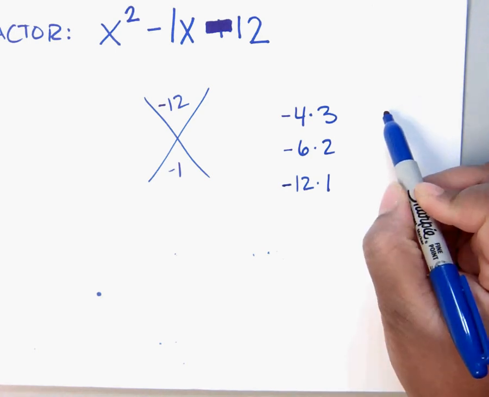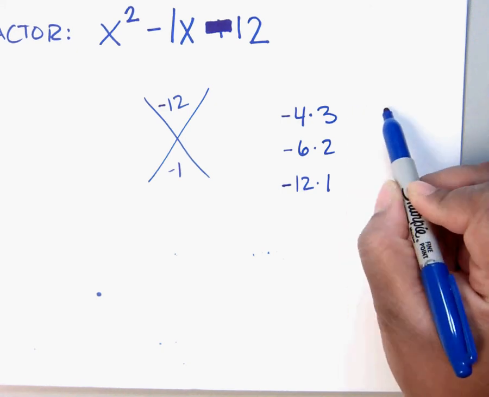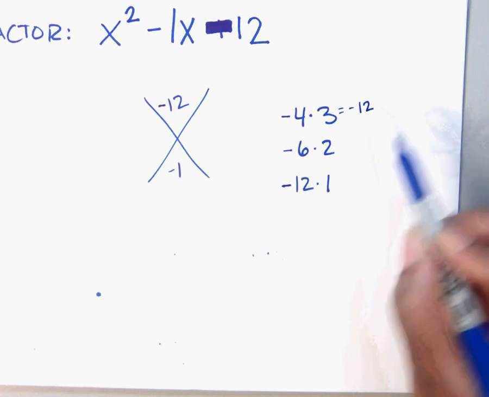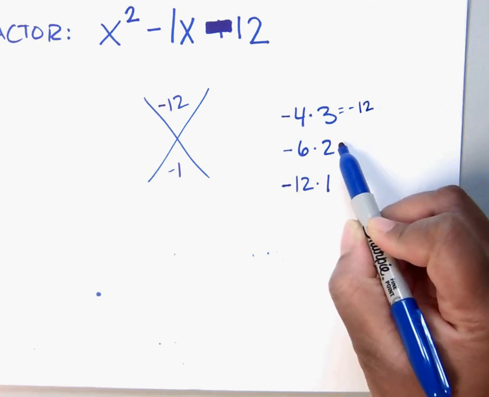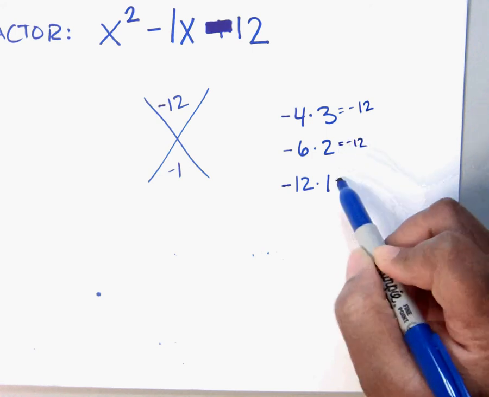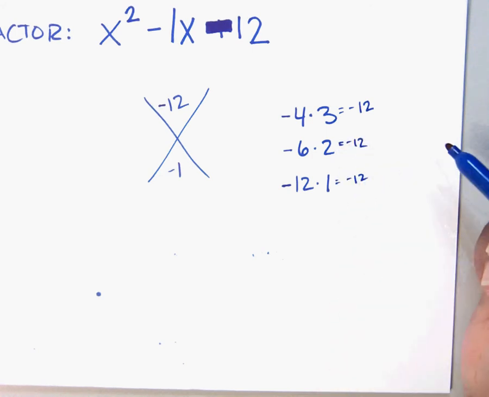Negative 4 times 3. Oh, wait. Okay, so you want to go ahead and multiply. Negative 12. Okay, you're telling me what to write, so I'm going by what you're telling me. Now find out which one. Ah, good job, Sam. Now we need to add them.